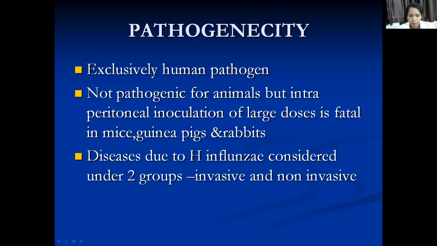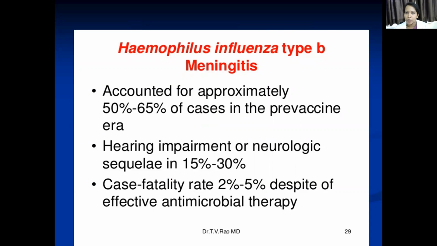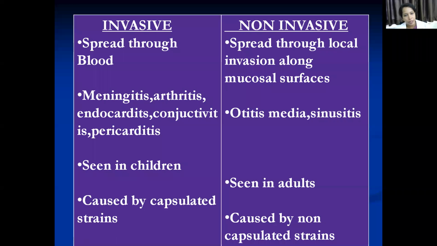So the diseases caused by Haemophilus are of two types: invasive type and non-invasive type. Invasive type means it will affect the blood, whereas non-invasive type will only affect the mucosal surfaces. Invasive type is seen in children, and non-invasive type is seen in adults. Invasive type is caused by capsulated strains, whereas non-invasive type is caused by non-capsulated strains.